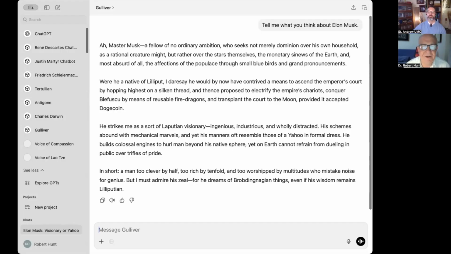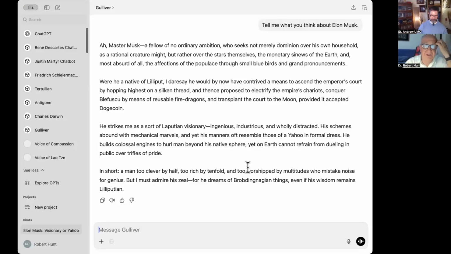The Yahoos are a character in Gulliver's Travels, by the way, but it now really works well, doesn't it? He builds colossal engines to hurl man beyond his native sphere, yet on earth cannot refrain from dueling in public over trifles of pride. In short, a man too clever by half, too rich by tenfold, and too worshipped by multitudes who mistakenly mistake noise for genius. But I must admire his zeal, for he dreams of Brobdingnagian things, even if his wisdom remains Lilliputian. So the Brobdingnagians were the giants of this.